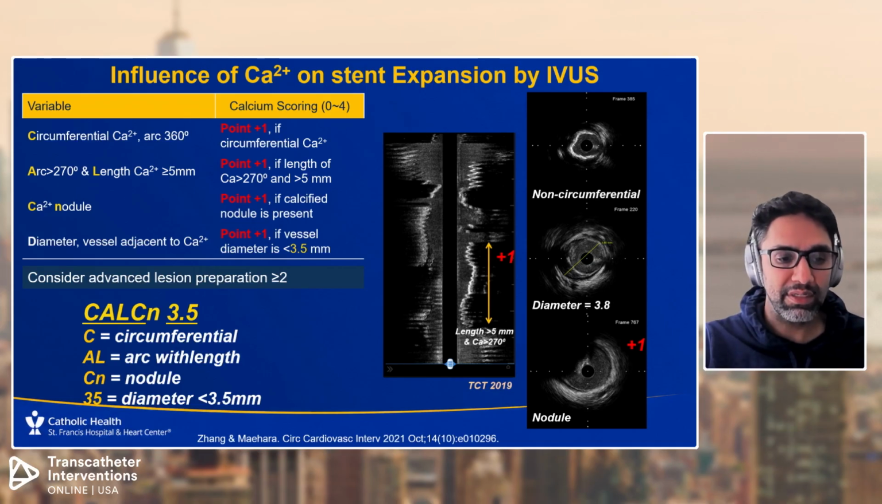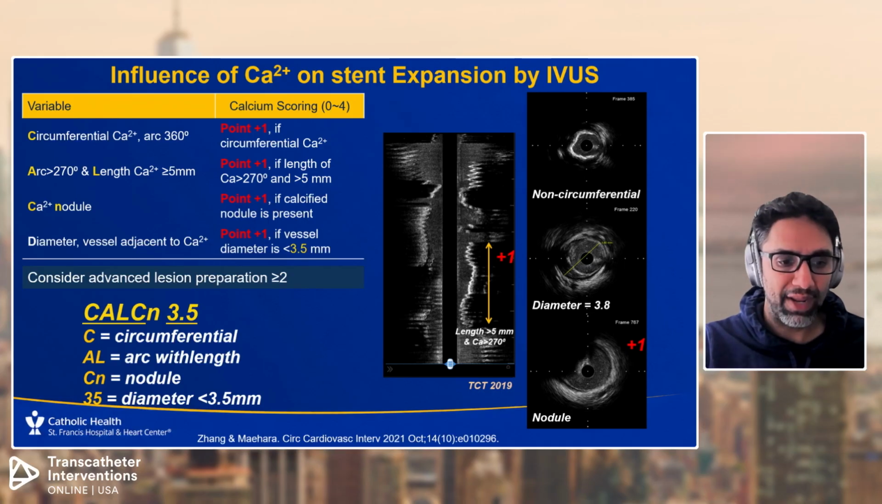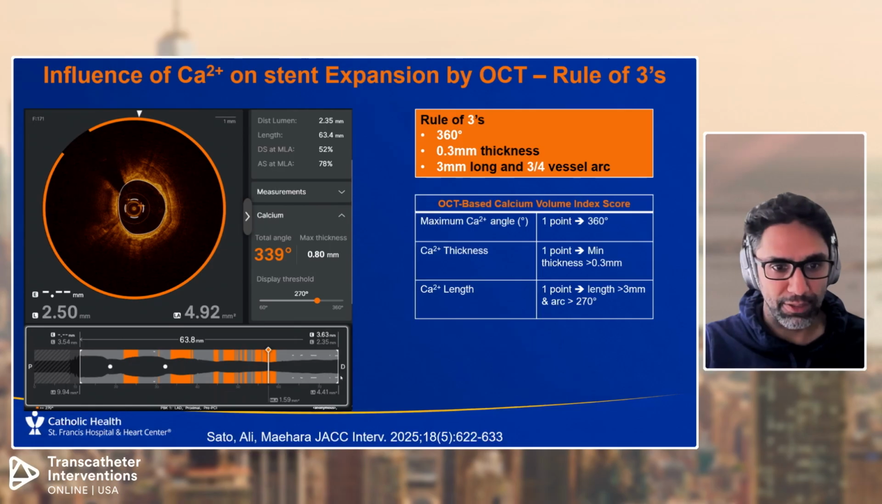So this is an important slide because it's telling you it's not just the circumference, which was largely made for us to increase enrollment in clinical trials. It's a number of intravascular imaging features that predict stent under expansion.